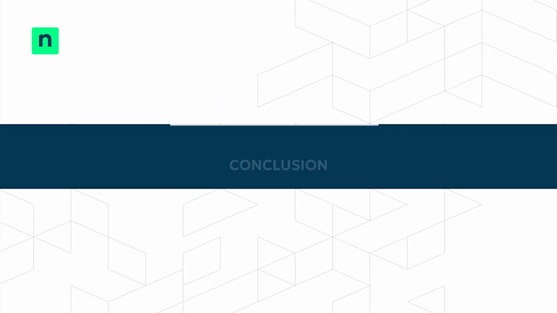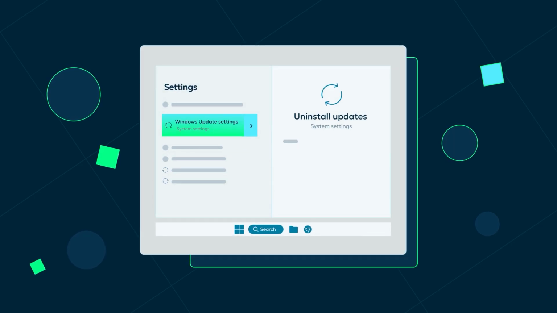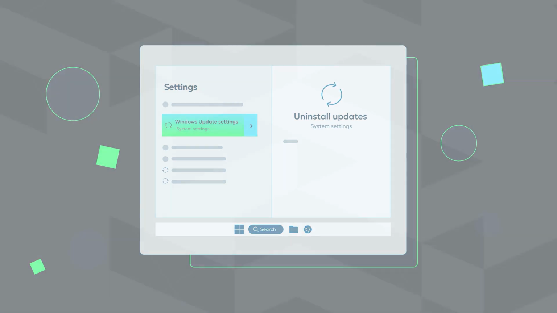Tracking Windows OS install dates helps IT teams manage device life cycles more efficiently by making it easier to plan updates, replacements, and audits, leading to better system reliability and smarter IT decisions.